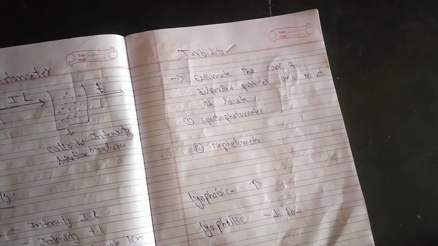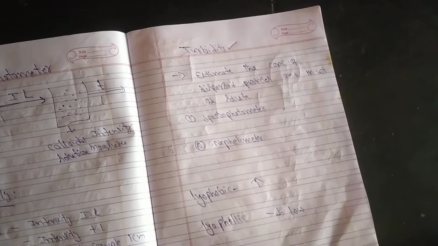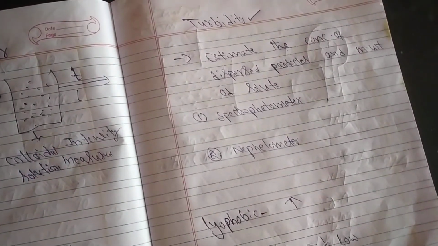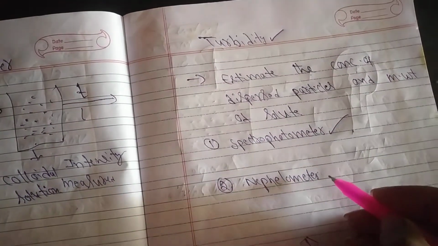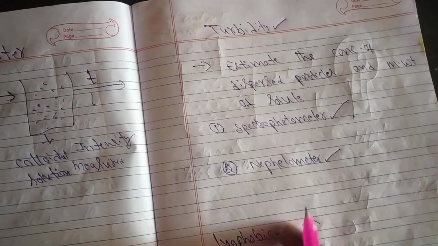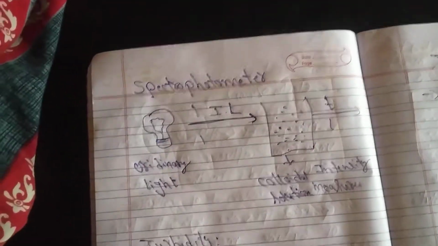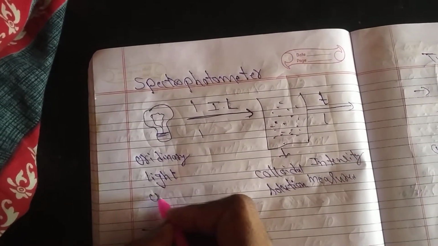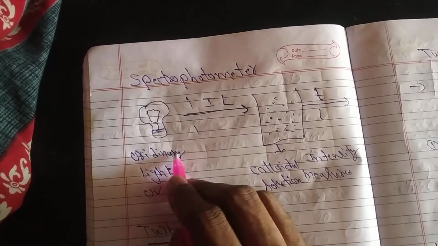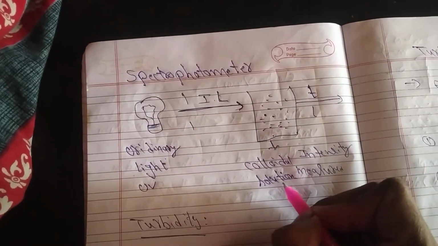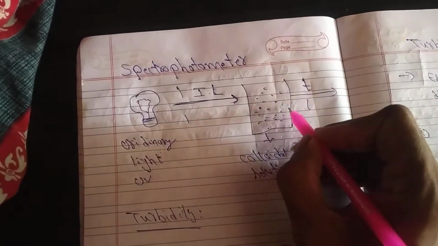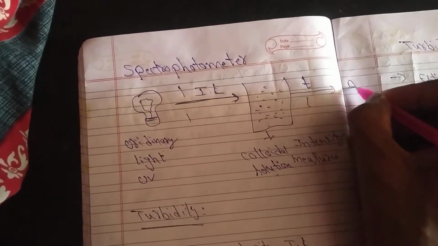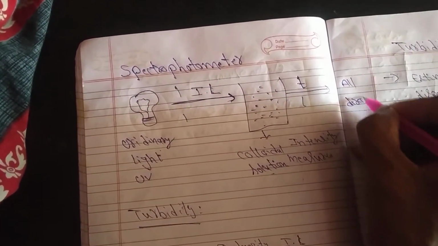In the turbidometric method, there are two types of equipment that can be used for determination of turbidity of a sample. The first one is the spectrophotometer and the second one is the nephelophotometer. First, coming to the spectrophotometer. In the spectrophotometer, UV light is used. When UV light is passed through the colloidal solution, it is transmitted in all directions.